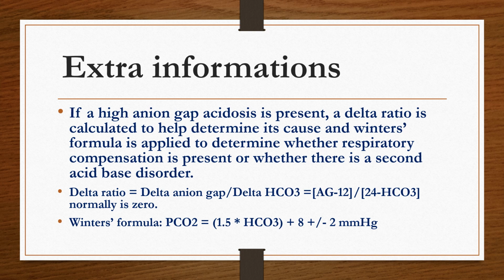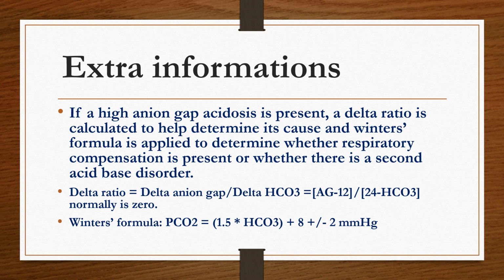What about if the measured or the actual PCO2 is higher than the expected one or Winter's formula one? That means there is a secondary respiratory acidosis. For example, a patient has poor perfusion and hypoventilation, like for example in cardiac arrest. So there is no way for compensation.